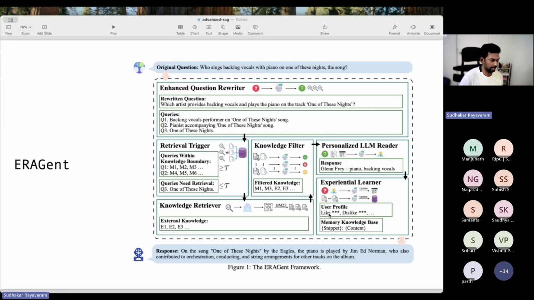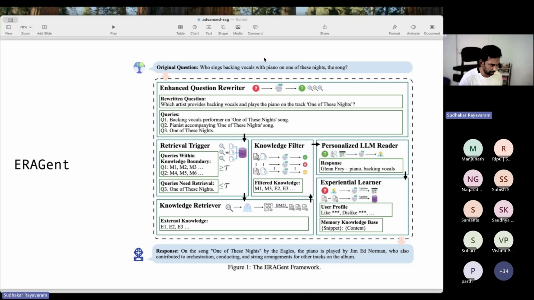So what does ERAGent say? At a very high level, it is a combination of multiple ideas put together in the RAG, Retrieval Augmented Generation approach that I showed you. You have to start from here: the enhanced question rewriter. Sometimes whatever question the user is asking may not be able to find the right information with vector search. It could be for multiple reasons.